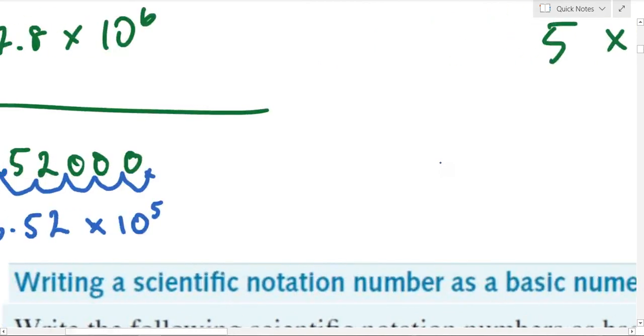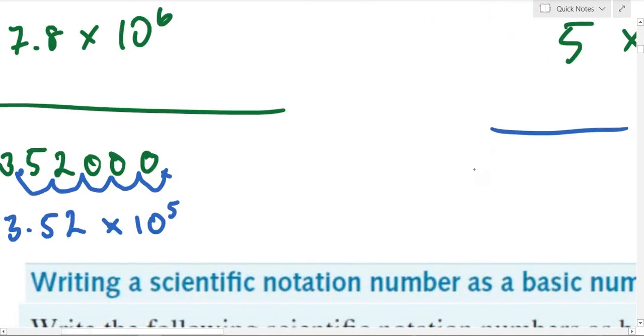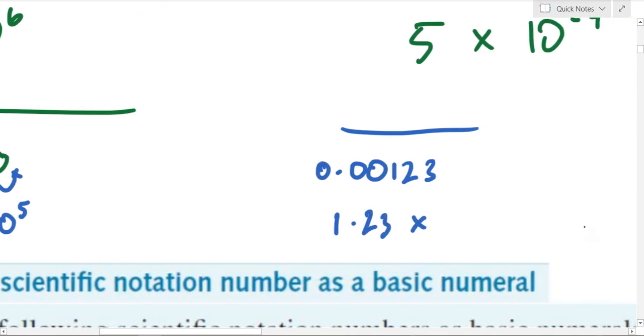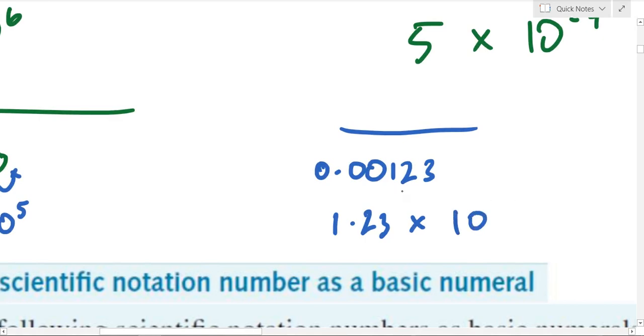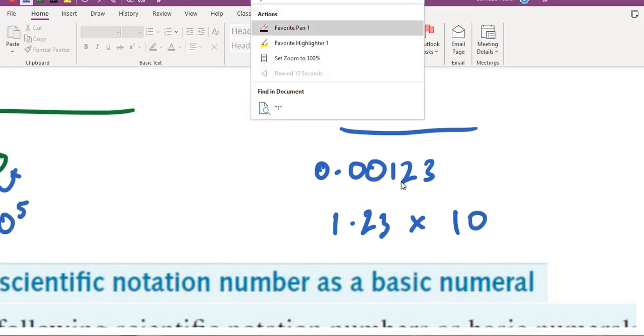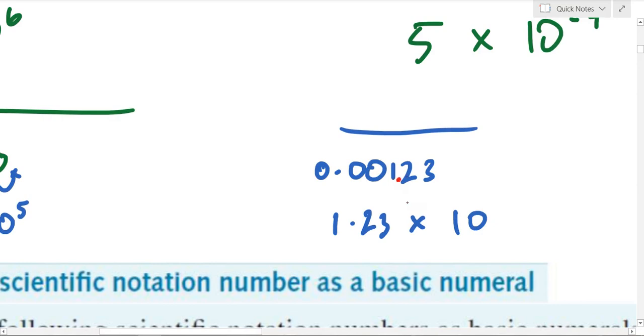Okay, let's try another example. What if it was 0.00123? I want to represent this in scientific notation. Remember, it has to be between 1 and 10, so you can't have 12.3 or 0.0123. It should be 1.23 times 10 to the power of, well, if it's 1.23, the decimal point has now moved here. How many times did I move it? I've moved it 1, 2, 3. So to the power of negative 3.